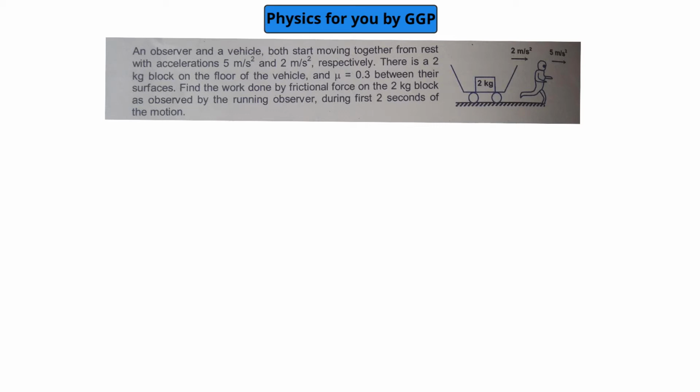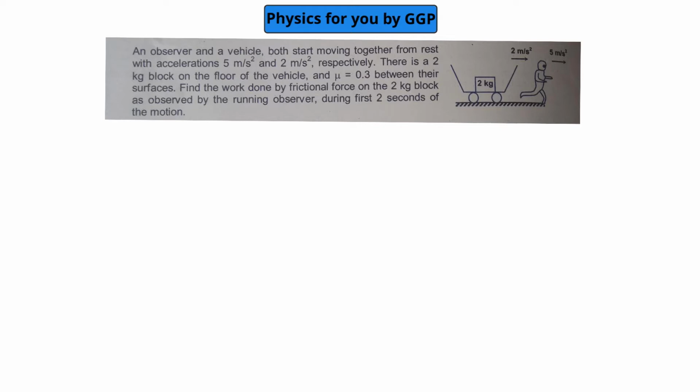It is given that an observer and a vehicle both start moving together from rest with an acceleration of 5 meter per second square and 2 meter per second square respectively. There is a 2 kilogram block on the floor of the vehicle and the coefficient of friction is given as 0.3 between their surfaces. Find the work done by the frictional force on the 2 kilogram block as observed by the running observer during the first 2 seconds of its motion.